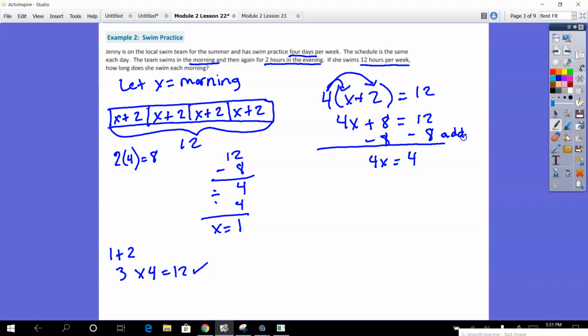So this is the additive inverse. And then we multiply by our reciprocal in order to get 1. So we have x is equal to 4 times 1 is 4, 1 times 4 is 4, so x is equal to 1. Okay.